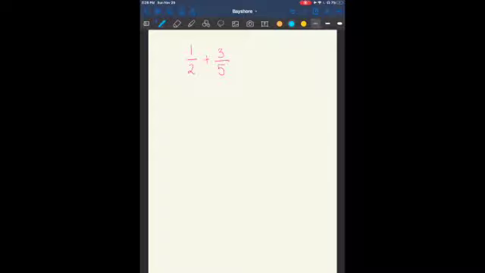So we did this right before the break. We're going to add fractions with unlike denominators. So I want you to go ahead and write this problem down and press pause, and then when you're done writing, you can push play. So we have 1/2 plus 3/5.